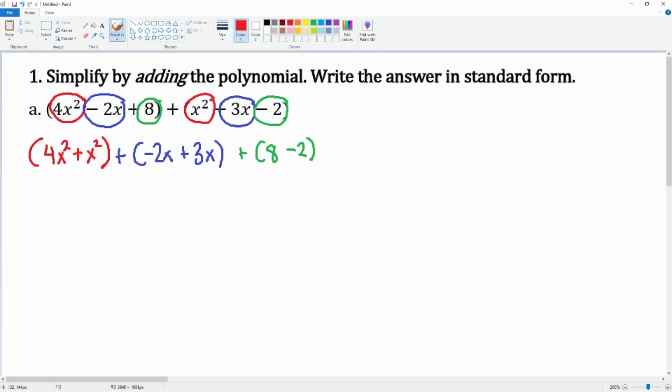4x squared and x squared. Well, there's really a 1 here, so this becomes 5, and it remains as x squared. This is degree 2. Then the blue part, which is our degree 1, negative 2x plus 3x. This is 1x, but no one really writes that 1, so you could just write it as x. Then you have 8 minus 2, which is 6, so plus 6. This would be the complete polynomial in standard form.